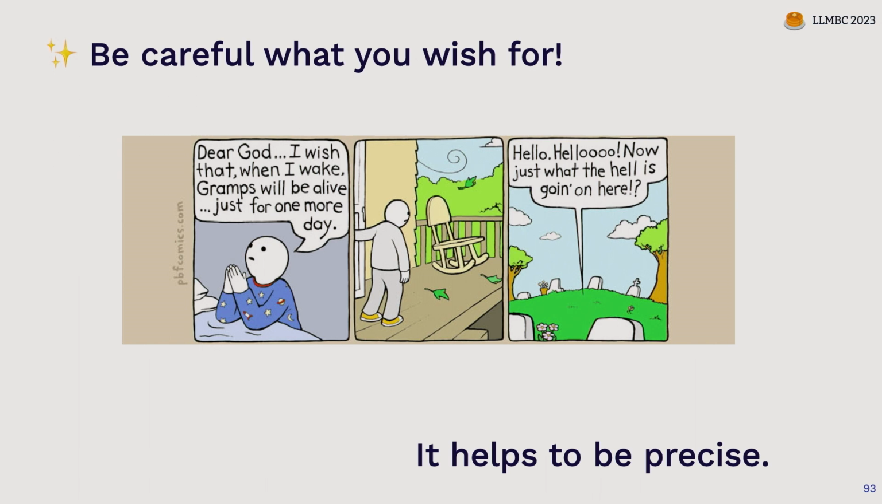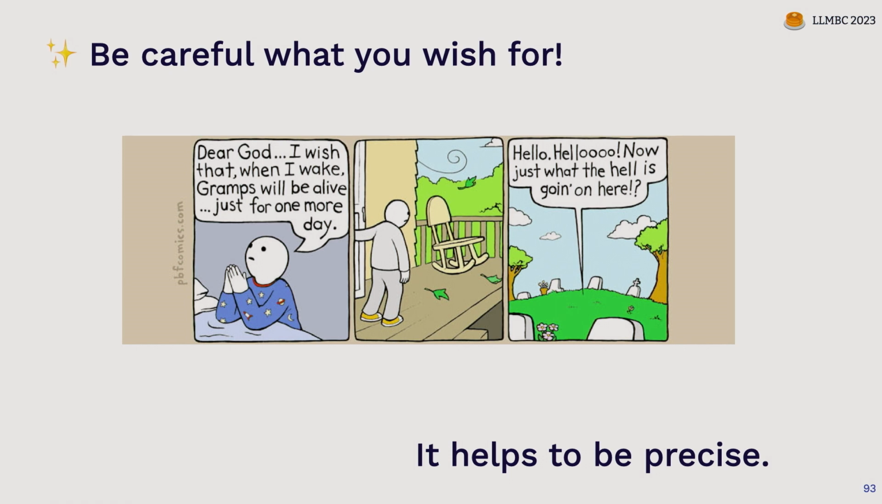So one corollary of this is you have to be careful about what you wish for. A lot of times if you wish for something from a genie, you get something that is not exactly what you really wanted. Just like that, in instruction following, it helps to be very precise about exactly what you're looking for, because the model can't read your mind.